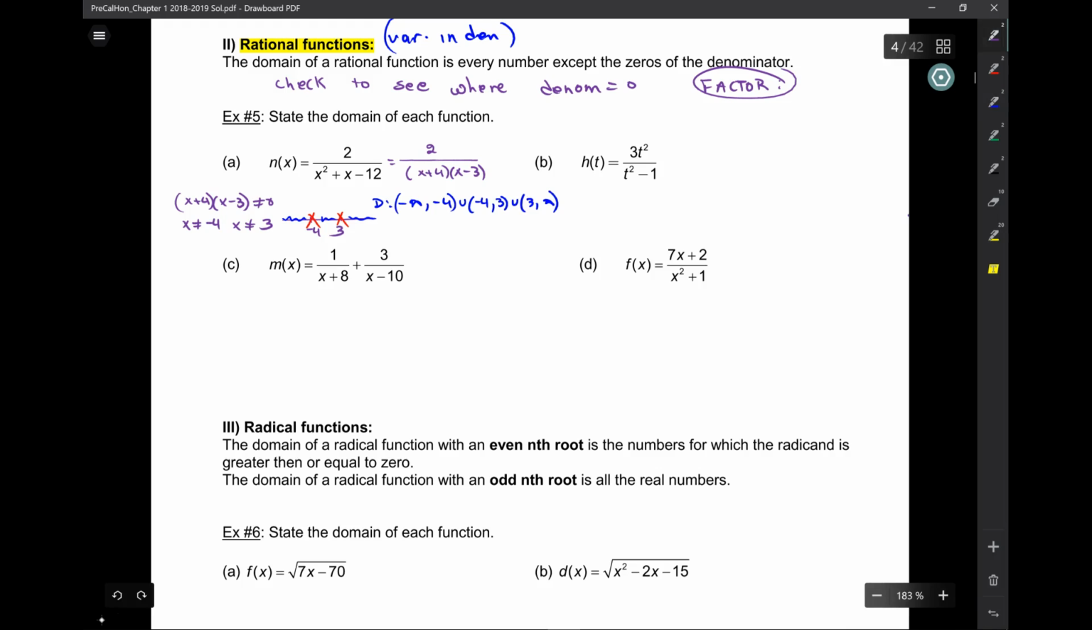All right, take a look here. This should not equal 0. So what is t not allowed to equal? 1 or negative 1. So t can't equal plus or minus 1. So my domain is negative infinity to negative 1, and then negative 1 to 1, and 1 to infinity. That's my domain.